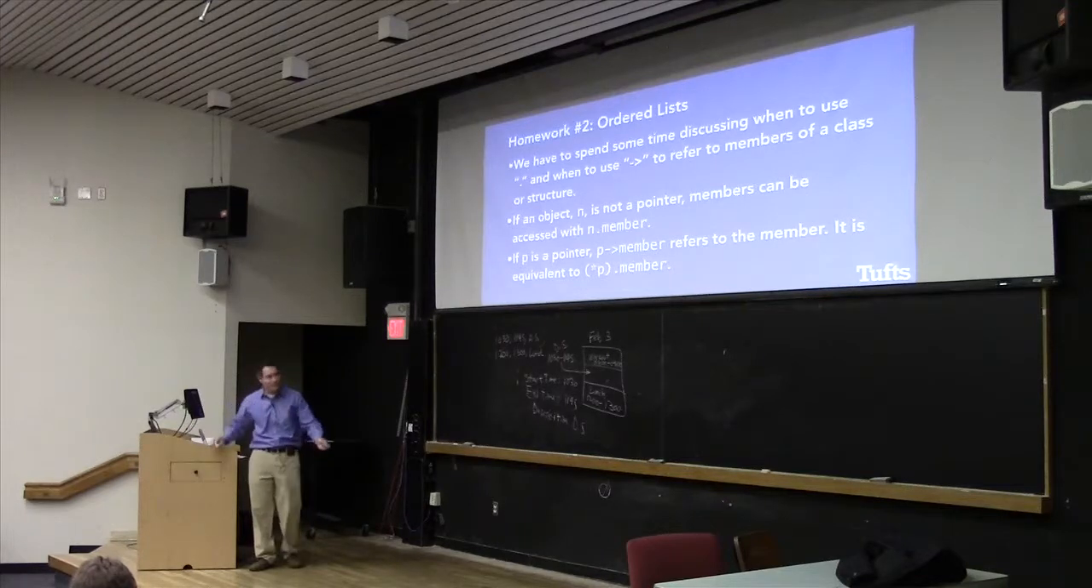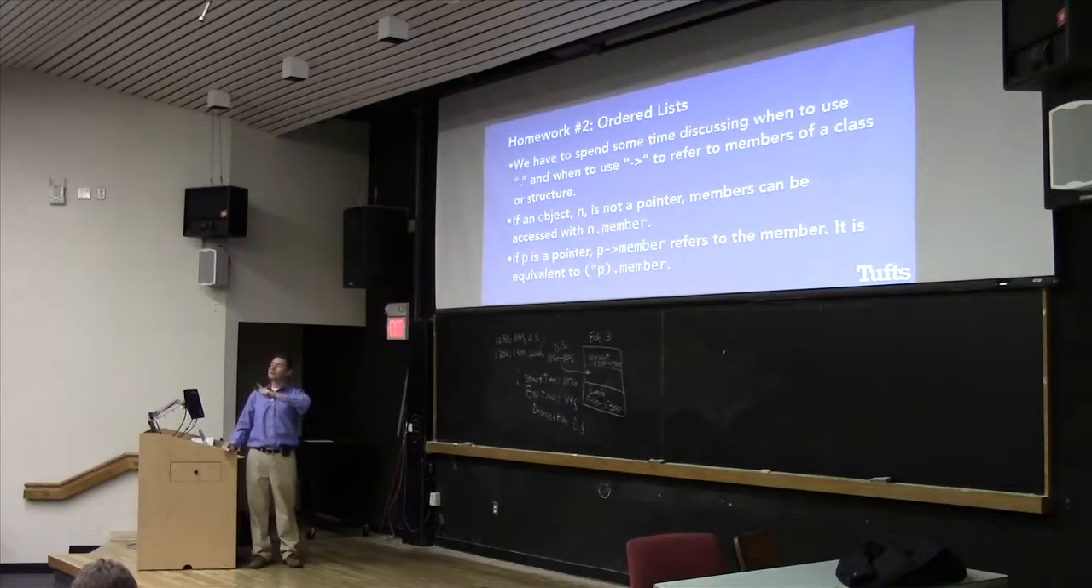You've all seen this before, I'm sure, but just to refresh your memory a little bit. If you have an object that's not a pointer, the members of that object are accessed by saying n.member. I'll show you an example in a minute. If it is a pointer, you use p, dash greater than, and member, and that refers to the member.